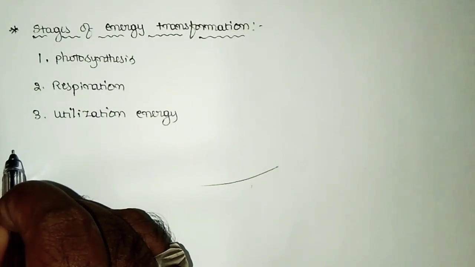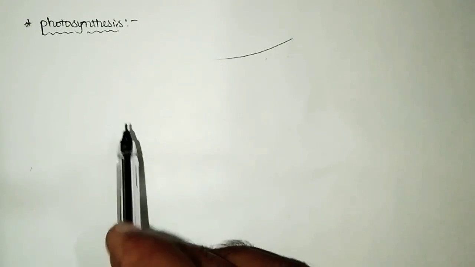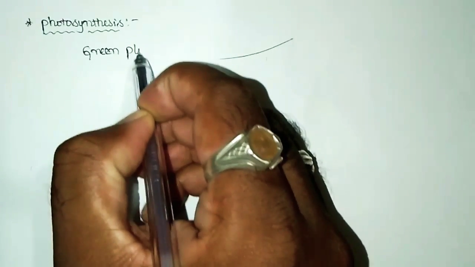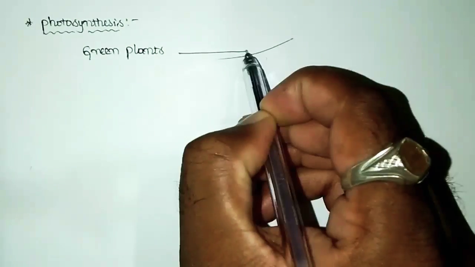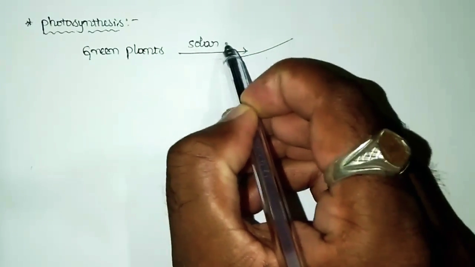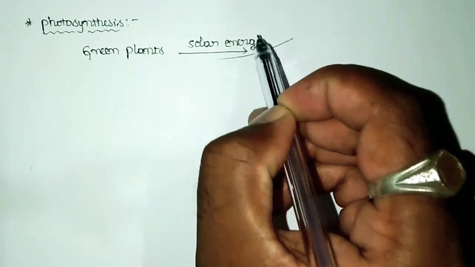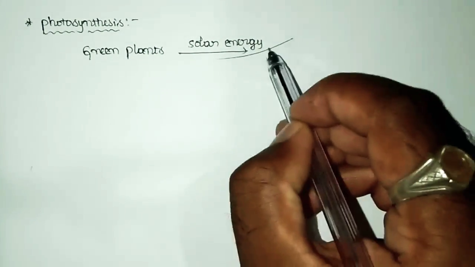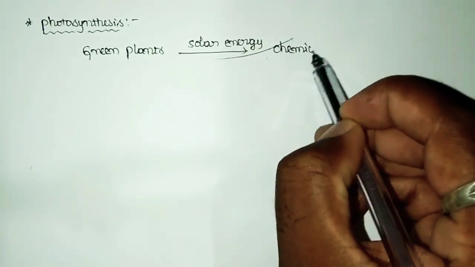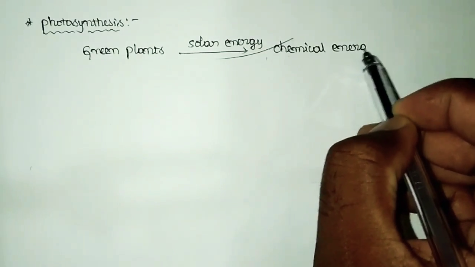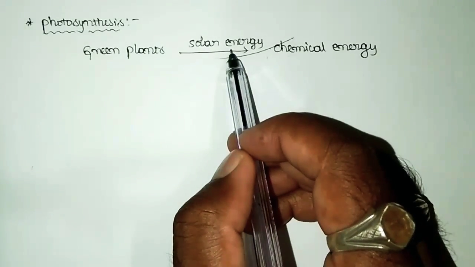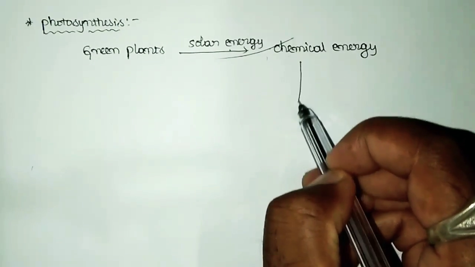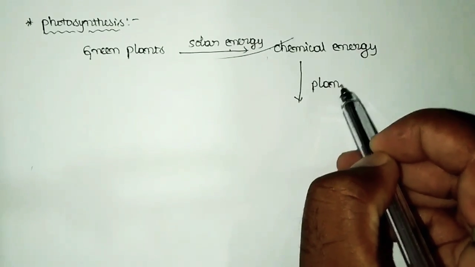So firstly, we shall consider photosynthesis. In photosynthesis, when the green plants consisting of photosynthetic cells are exposed to the solar light or solar energy, they capture the solar energy, and that solar energy gets transformed into chemical energy. So the green plants absorb the solar energy and convert it into chemical energy, and this chemical energy is produced in the plants.